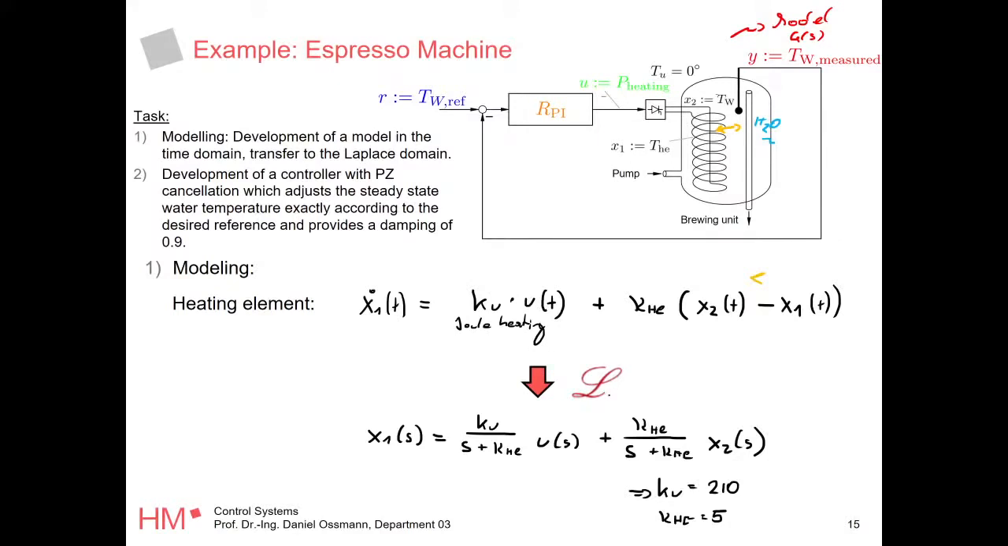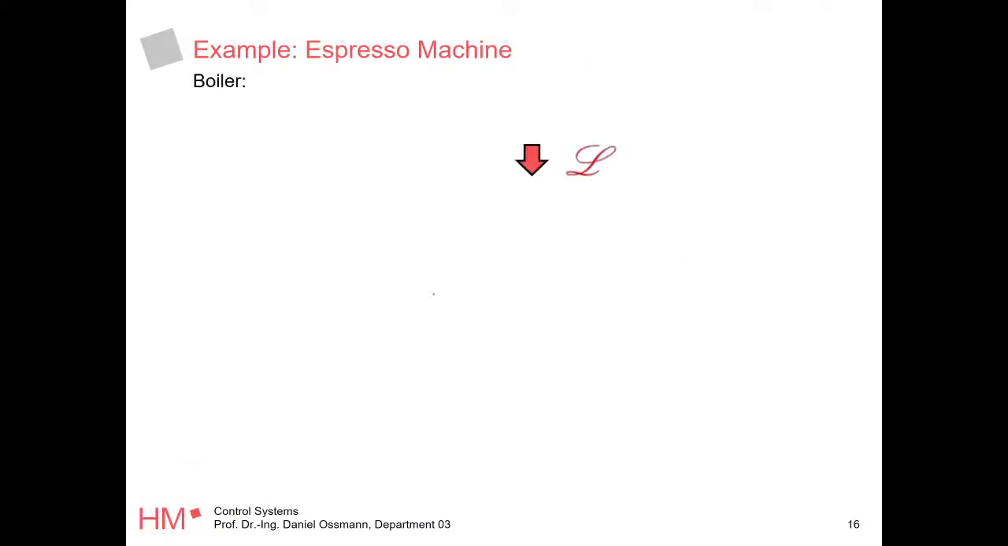The problem here is that we, as engineers, are more interested in the input-output behavior, right? So what we are interested in is the input, the power, and what comes out is the water temperature. So we somehow will need to get rid of these X1s and X2s. Okay. So this was the heating element, but we also have the boiler.